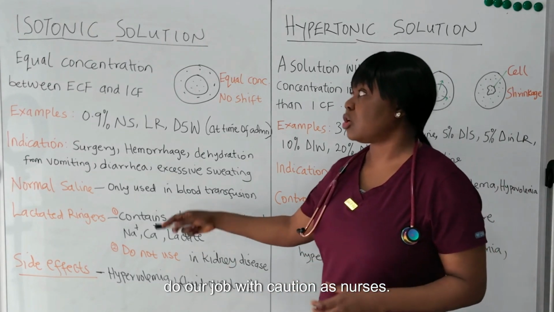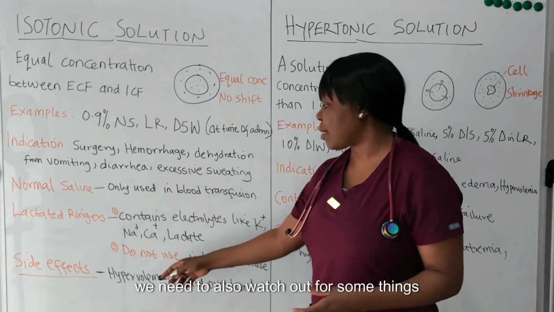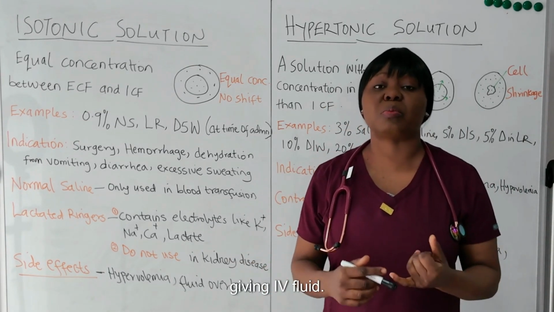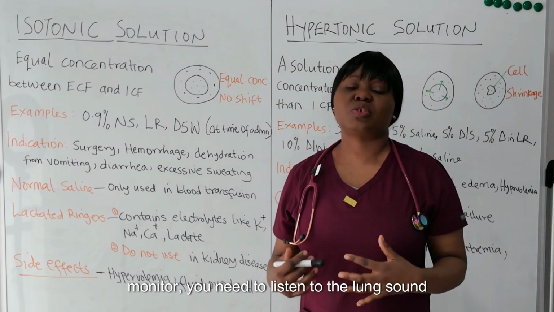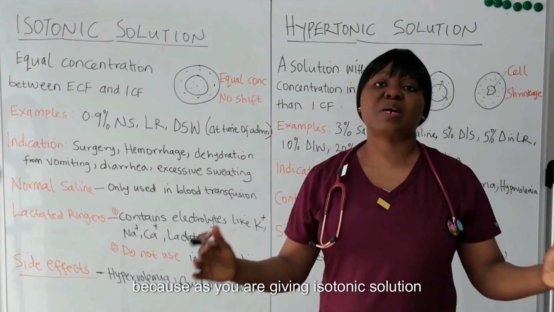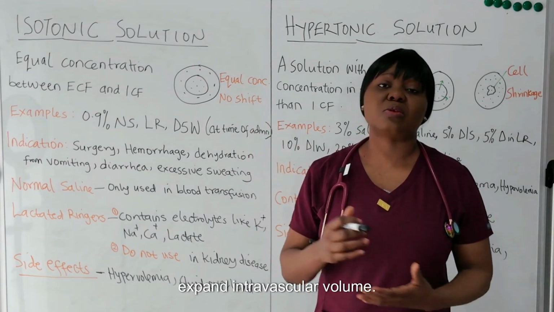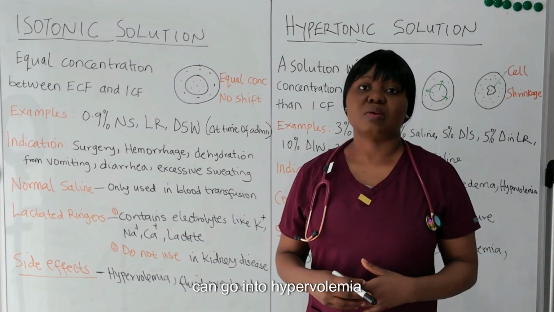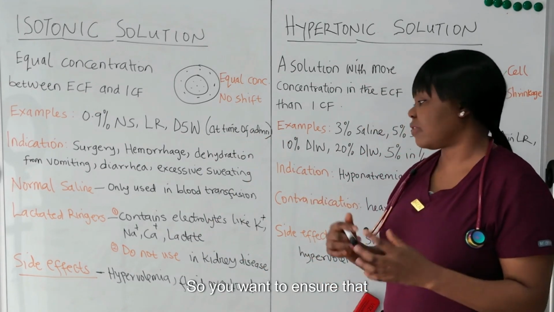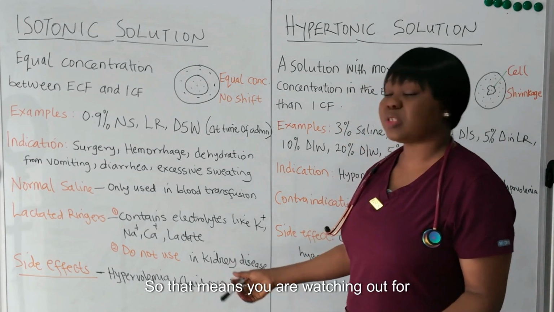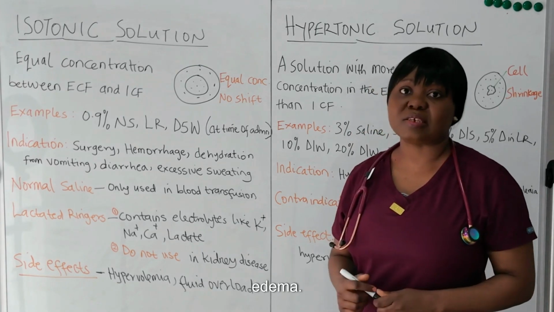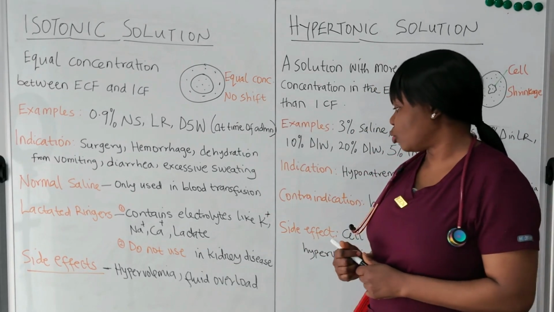So because of that, we need to also watch out for some things like hypervolemia. Imagine a patient is dehydrated, you are giving IV fluid. You still need to control, you need to monitor, you need to listen to the lung sounds to be sure that you are not loading them too much. Because as you are giving isotonic solution, it's going to expand the intravascular volume. But if you keep loading and loading, they can go into hypervolemia, where there will be too much fluid in the blood. So you want to watch out for that. That means you are watching out for fluid overload, even pulmonary edema. It can also be a side effect of isotonic solution.